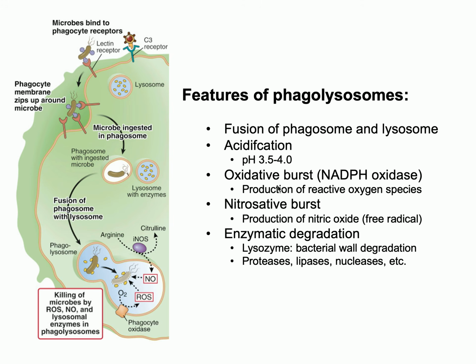One of those is oxidative burst. This is the production of reactive oxygen species and requires the function of this molecule called NADPH oxidase. A second function of the phagolysosome is nitrosative burst, and this is the production of a free radical called nitric oxide. These are highly damaging to pathogens and are critical for control of pathogens and destruction of pathogens within phagolysosomes.